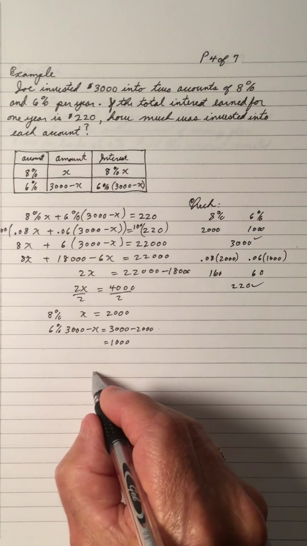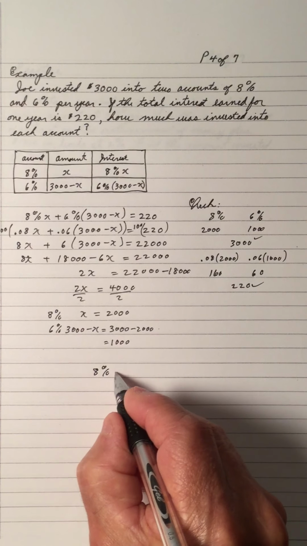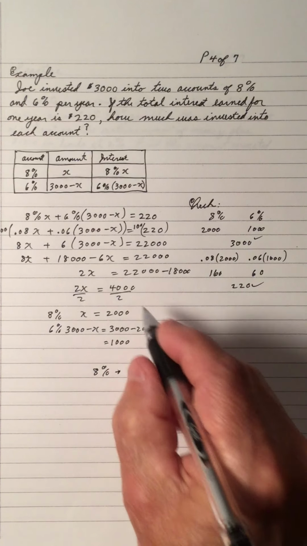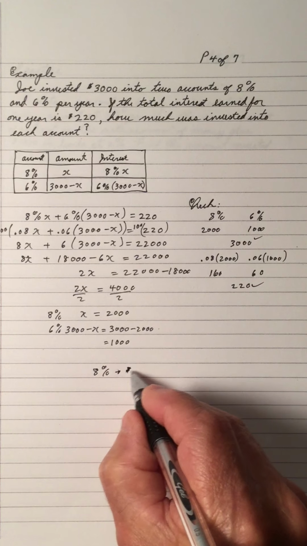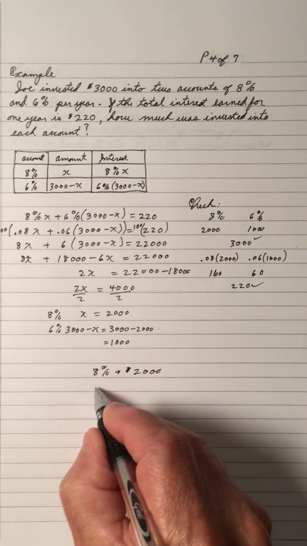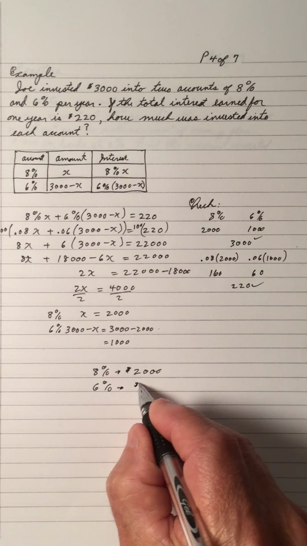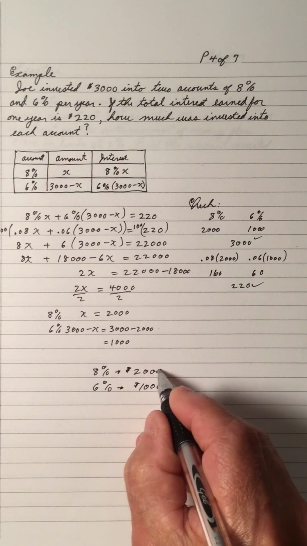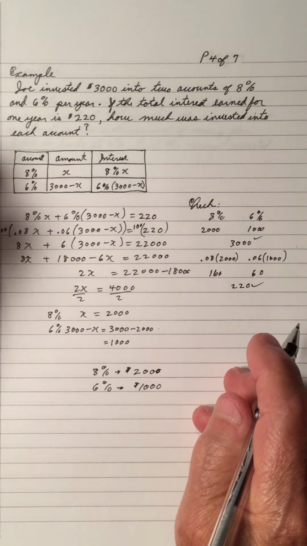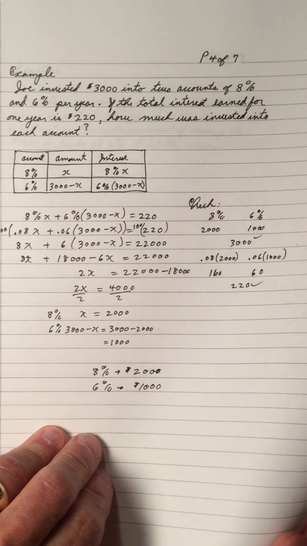So that means in the 8% account, we put in $2,000. And in the 6% account, we put in $1,000. That's the two amounts going in the accounts. That gives you interest of 220. Let's continue.